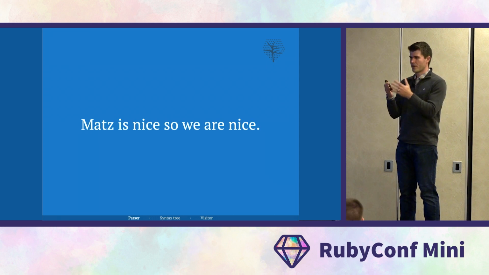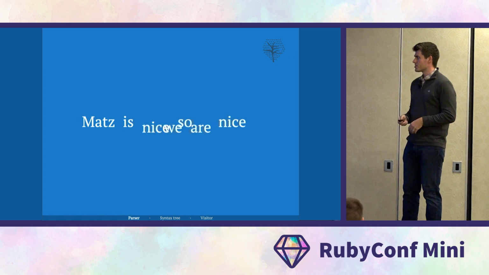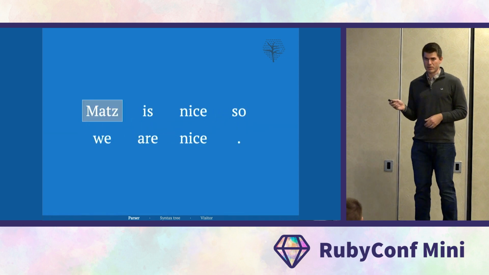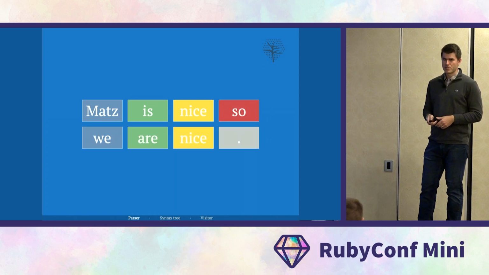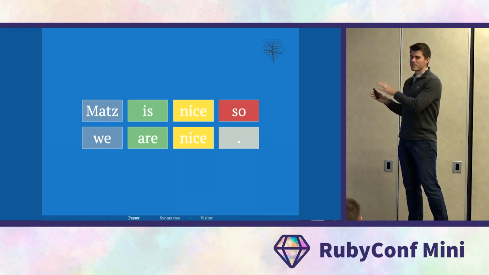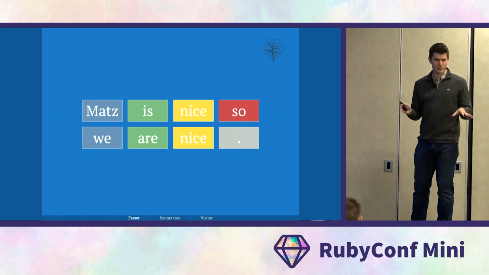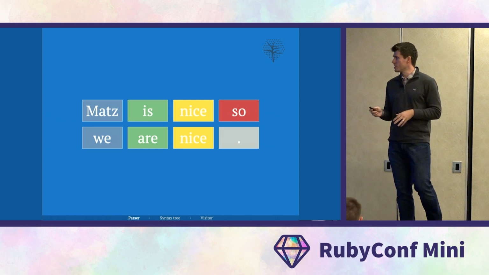Lexical analysis takes a plain text segment and breaks it up into chunks. So first we're going to say, okay, Maths is a noun, is a verb, nice is an adjective, so is a conjunction, repeat, repeat, repeat, and a period. So this is our lexical analysis. We determine which things are which. Now, mind you, in English, some of these things can be other things. This is just for example purposes. I'm not trying to parse English.